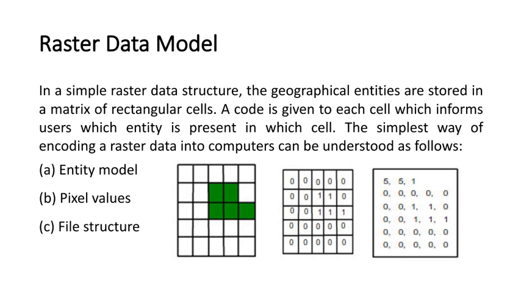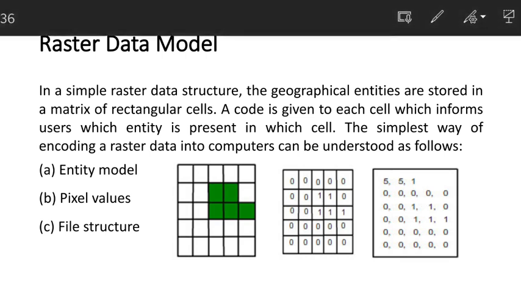In the first figure, you can see green colored cells. That is an example of an entity model. It actually represents the whole raster data. Here let us assume that the raster data belongs to an area where the land is surrounded by water. So here land is shown in green color. So the first figure is an entity model.